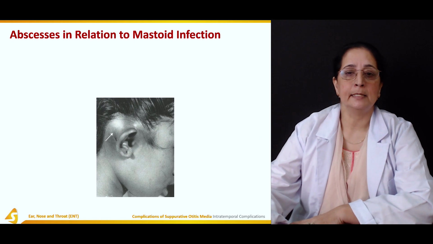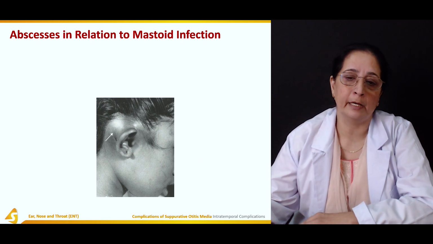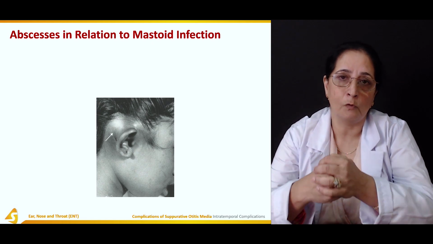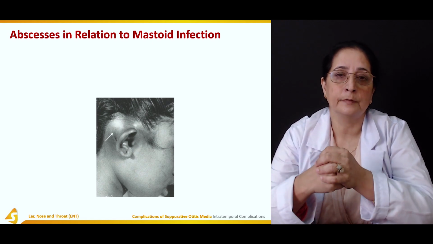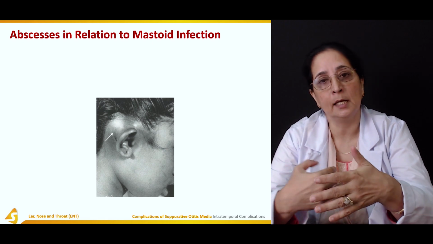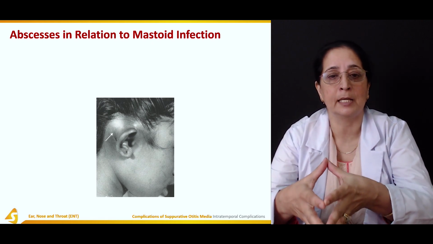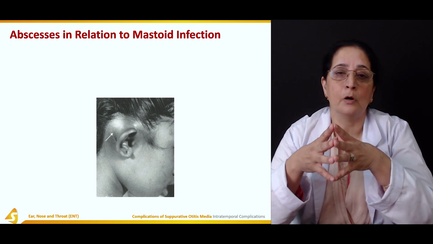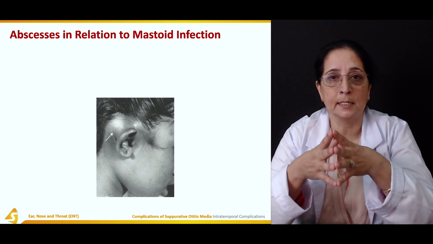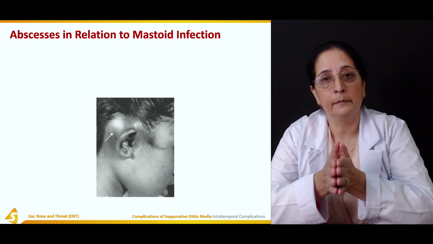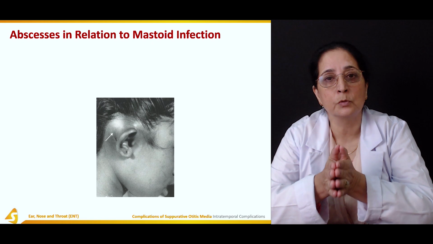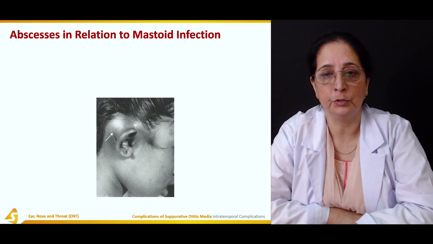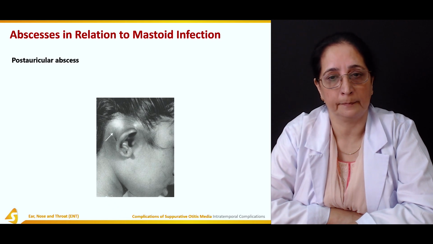Next, abscesses in relation to mastoid infection. So once the mastoid bone is involved as a result of suppurative otitis media, then different infections can occur, and those infections can lead to the formation of pus or abscesses in the areas close to the mastoid bone. So, abscesses in relation to the mastoid infection.